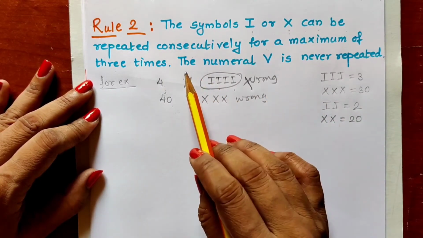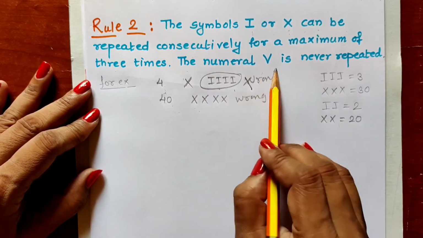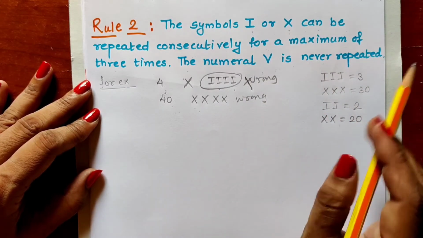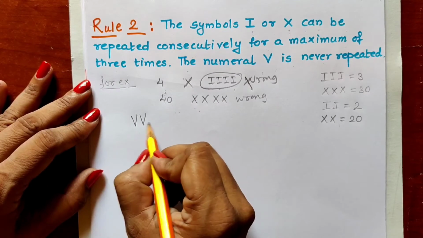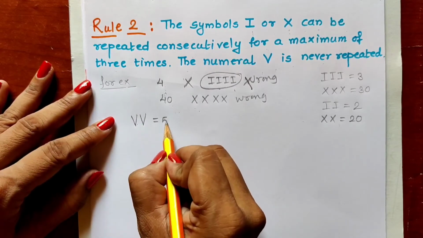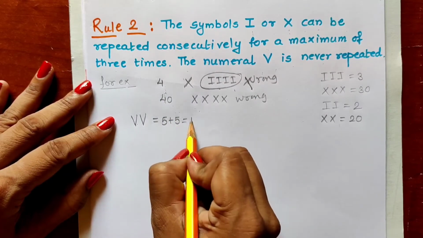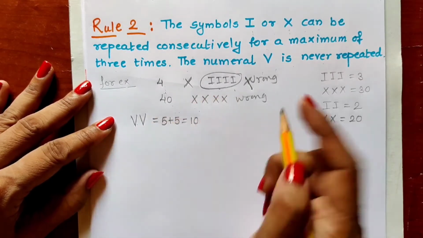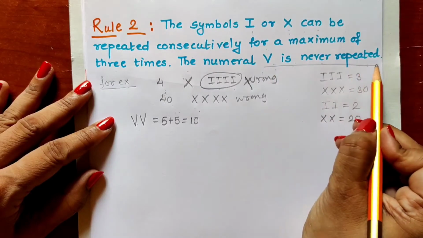Okay. Now let us see what is the next sentence here. The numeral V is never repeated. If I write V twice, it doesn't mean 10. One V means 5, we all know, and if I add 5 plus 5, it is 10, but it is wrong. V should not be repeated. V is never repeated. This you have to remember always.